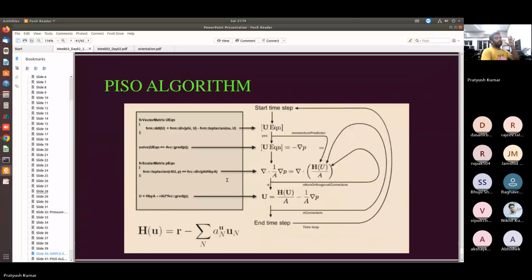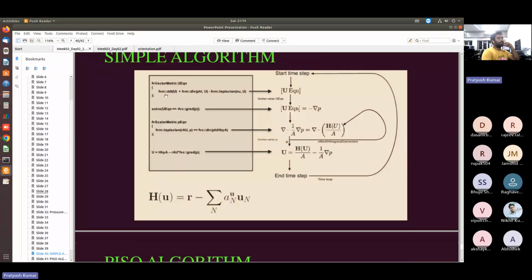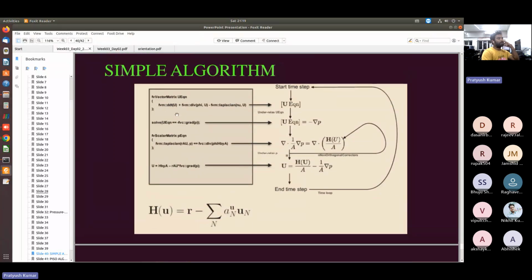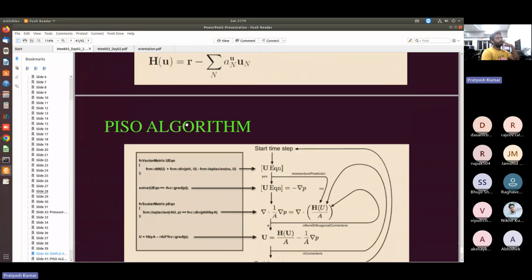So this is the PISO algorithm. The PISO algorithm is for the transient term also. You can see here that in the UE equation we have dtu. But in SIMPLE there is no... sorry, SIMPLE is also written here. This is a mistake from my side. In SIMPLE, we solve only for the steady state.